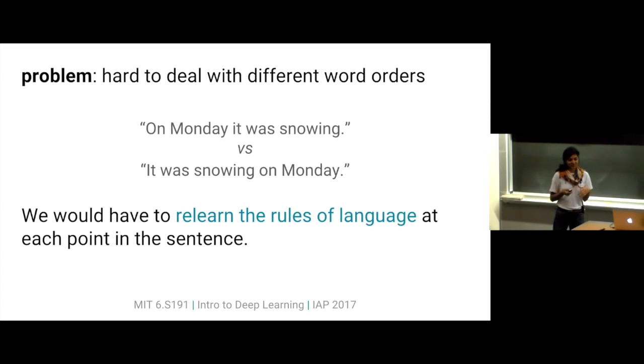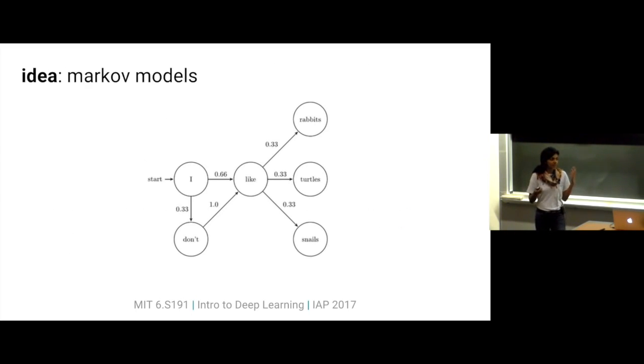We want to solve this problem, and the way to solve it is by sharing parameters across our sequence. Once we learn something, like the fact that on Monday represents a time or a setting, we can reuse that fact later on in the sentence. So now we might turn to something like a Markov model, where we have states and transition probabilities, and we know that if the word I appears, for example, no matter where it appears, there's a 0.66 chance that it's going to be followed by the word like.